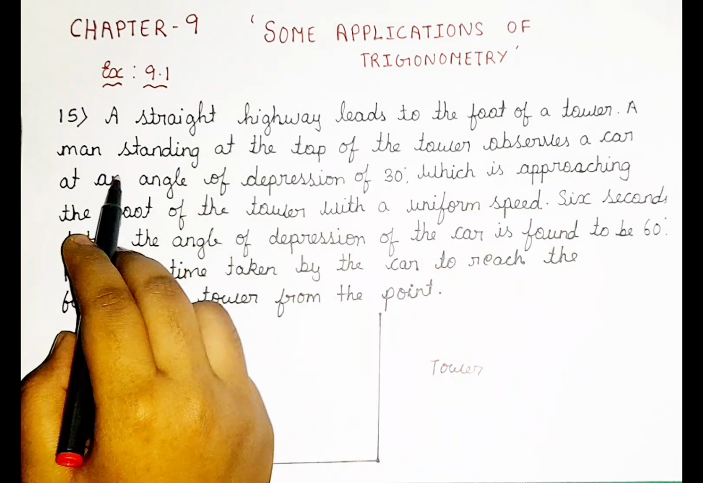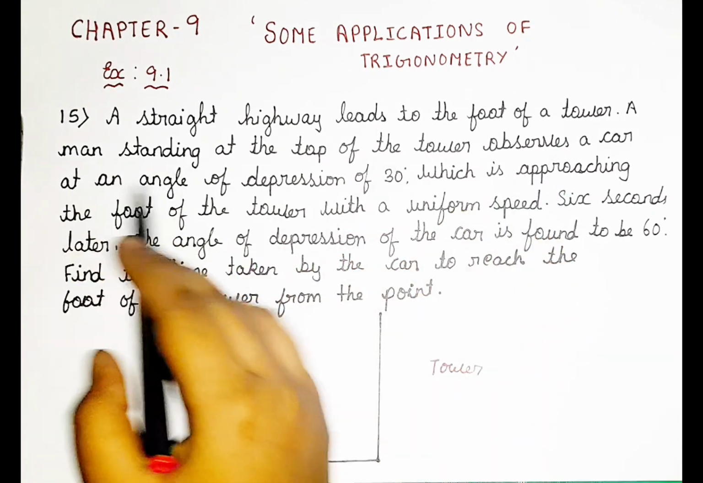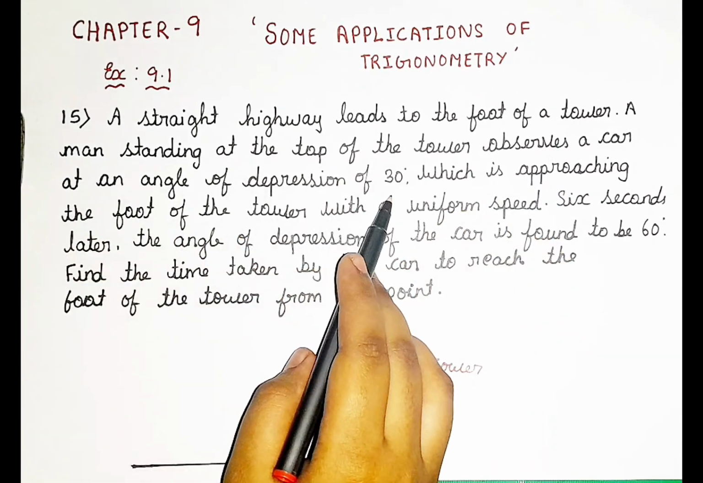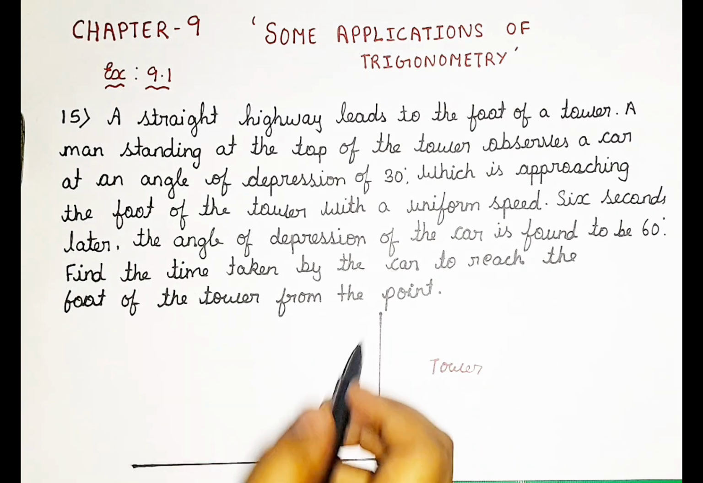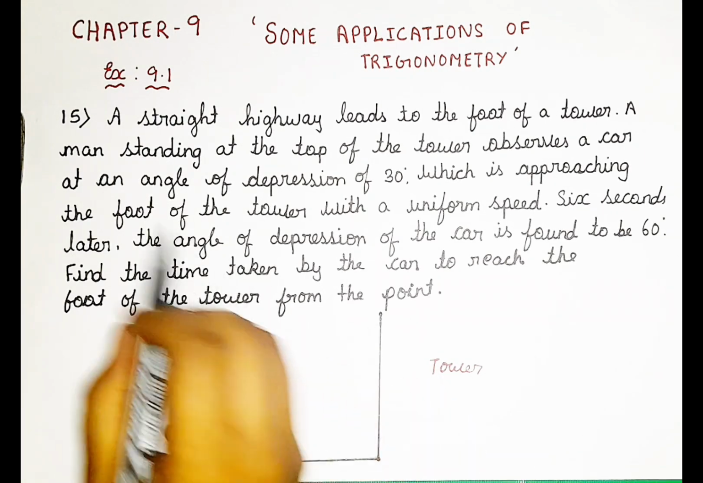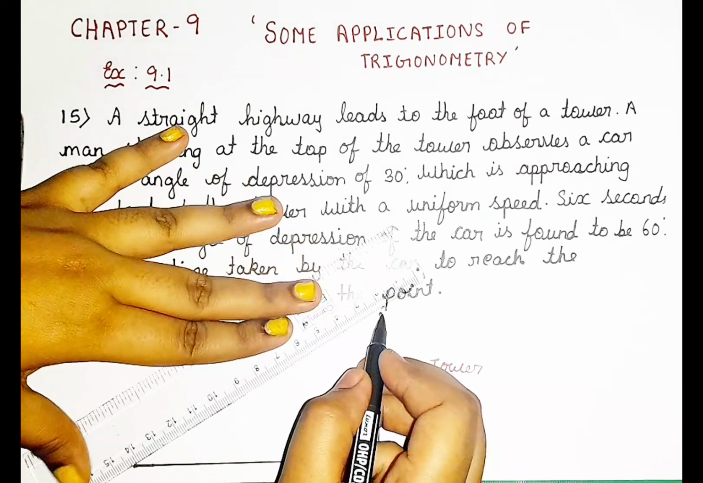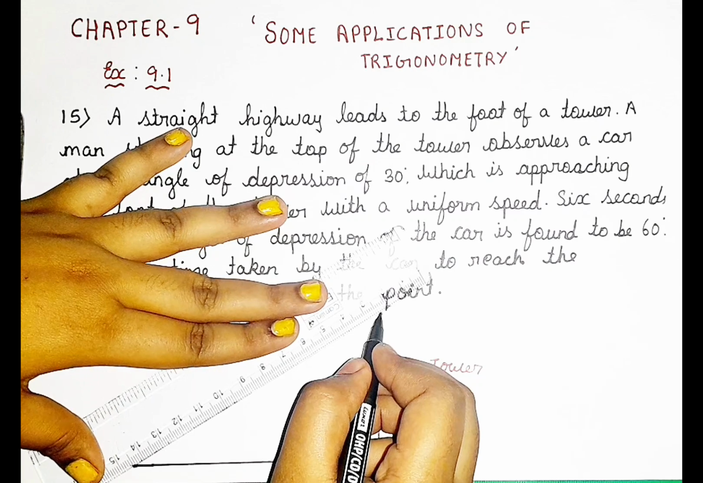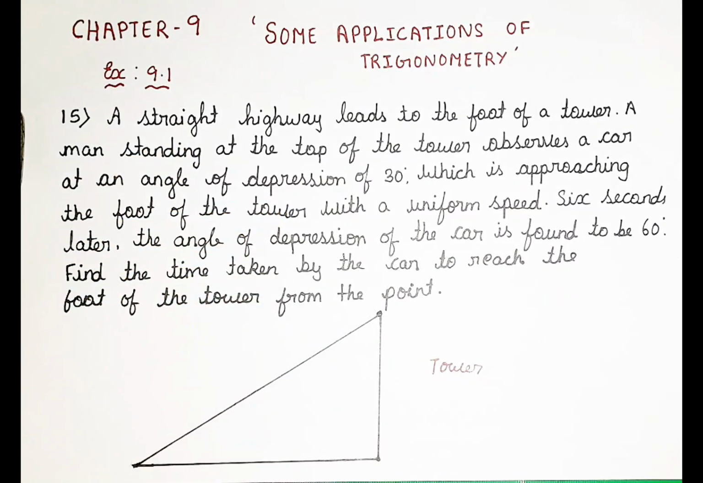A man standing at the top of the tower observes a car at an angle of depression of 30 degrees. So there is a man at the top of the tower. He observes a car at an angle of depression of 30 degrees. Alright, so first of all let's draw the angle of depression. So this is the angle of depression. Now I am not going to write the angle. You will get to know why.